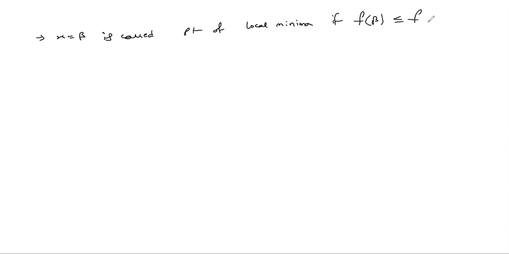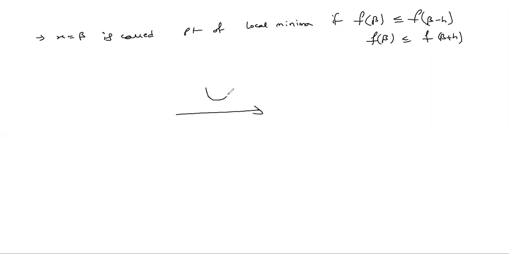Similarly, let us see local minima. X is equal to beta is called point of local minima if f of beta is less than or equal to f of beta minus h, and moreover f of beta is less than or equal to f of beta plus h. Okay.